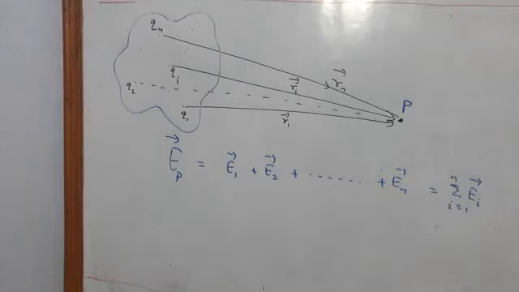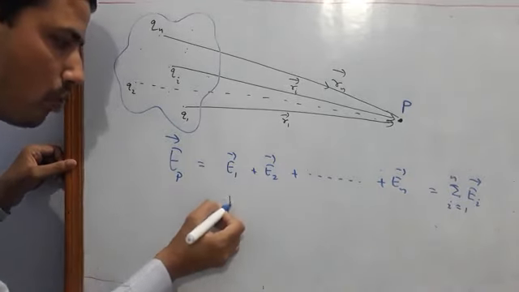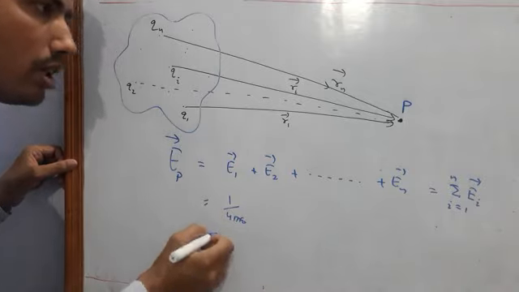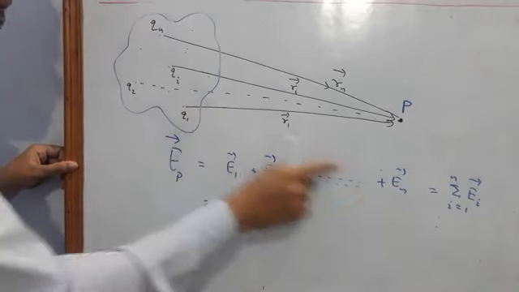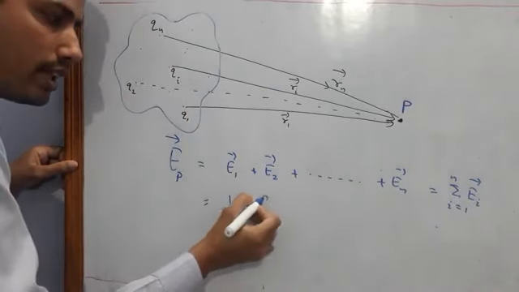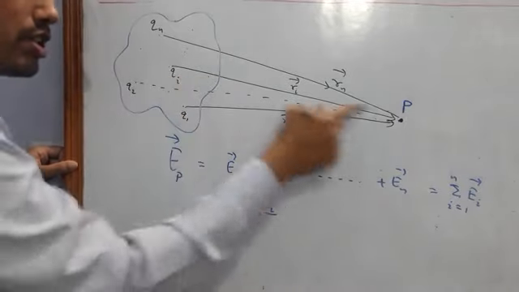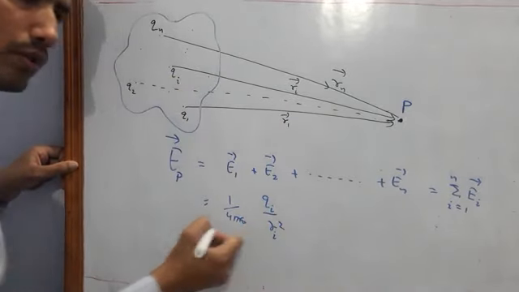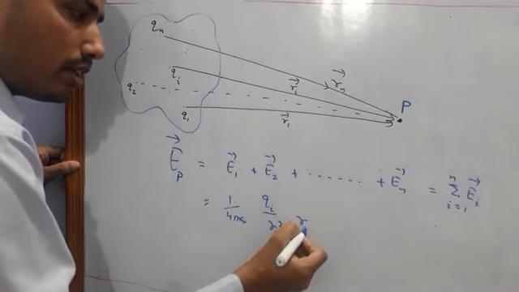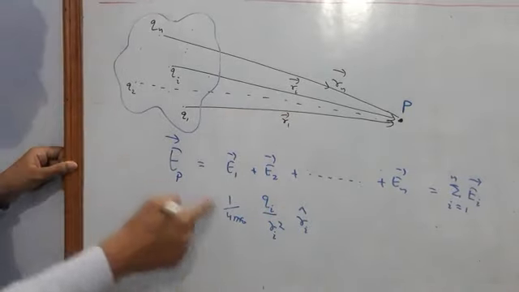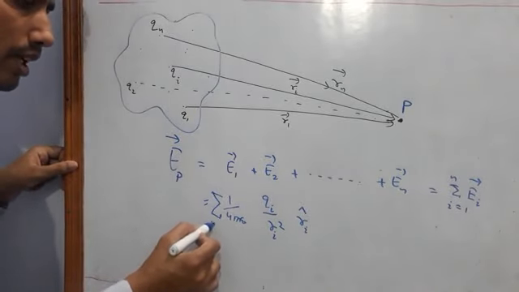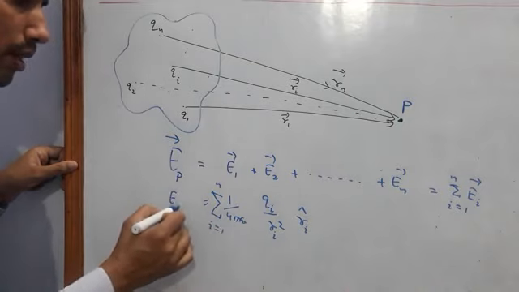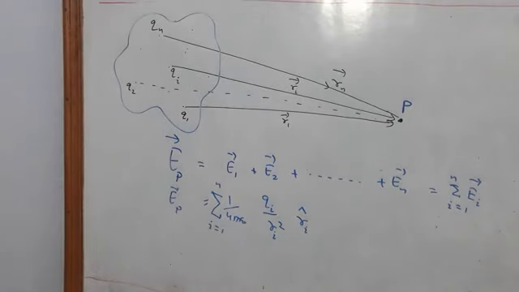Now Ei vector, how do we write? Ei vector will become equal to how much? 1 upon 4 pi epsilon naught. Electric field formula is Q upon r square. Ei is the electric field due to this charge Qi. So I'll write Qi upon, this distance is Ri, so I'll write Ri square and then the unit vector Ri cap. So this is the value of Ei vector, its summation, where i will run from 1 to n. In this way, we will find the net electric field due to a given system of charges.